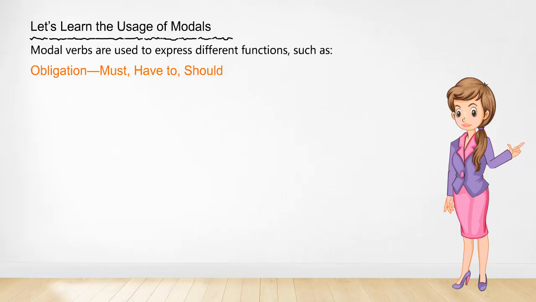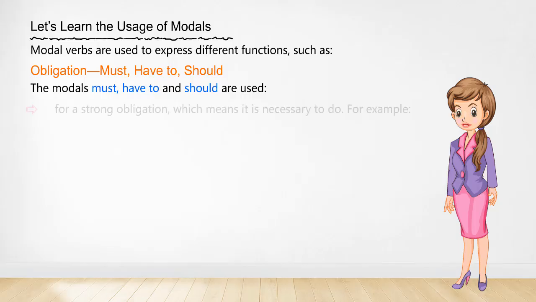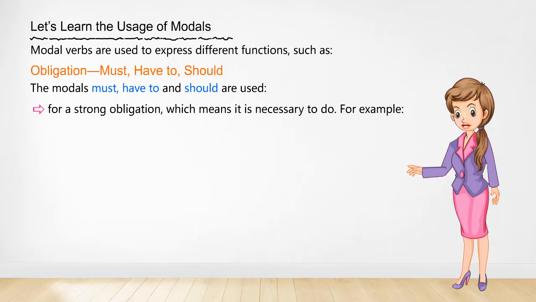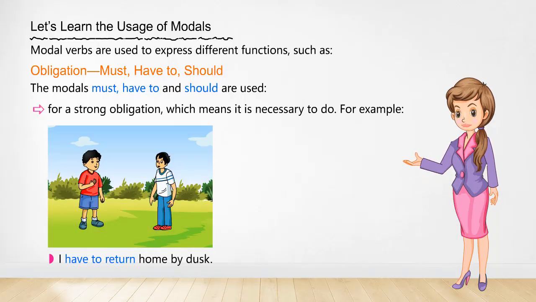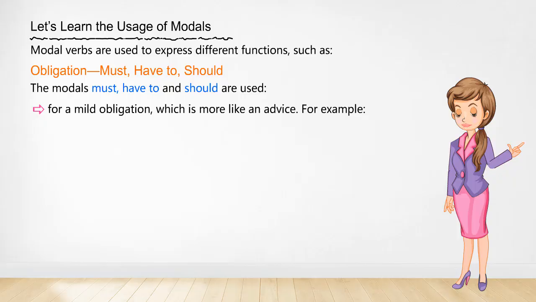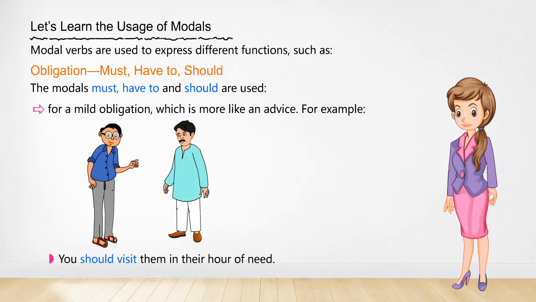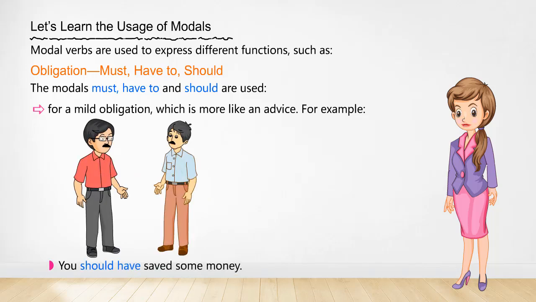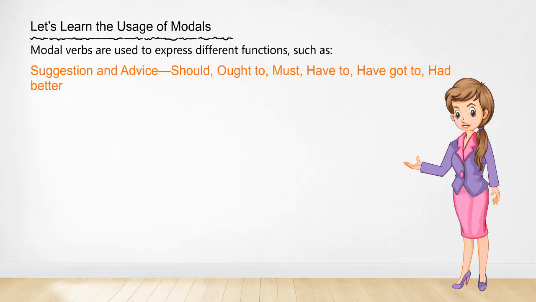Obligation: must, have to, should. The modals must, have to, and should are used for a strong obligation, which means it is necessary to do. For example, I have to return home by dusk. Students must arrive on time. For a mild obligation, which is more like advice, for example, you should visit them in their hour of need. You should have saved some money.